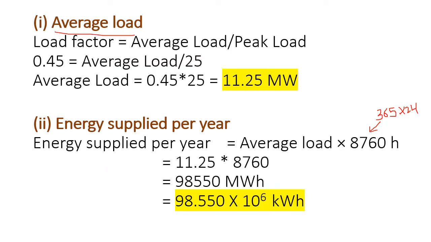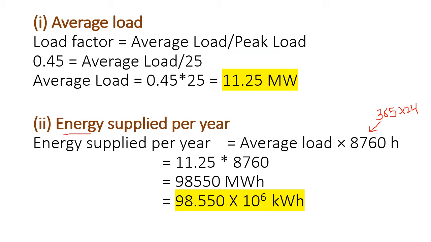First is average load. You know that load factor equals average load divided by peak load. So average load we have to calculate. Load factor 0.45 is given and peak load is also given, 25 megawatt. So average load is equal to 0.45 multiplied by 25, that is equal to 11.25 megawatt. This is our first answer.